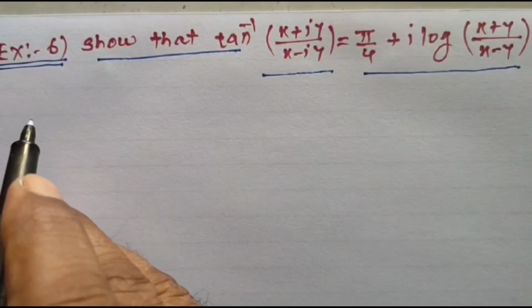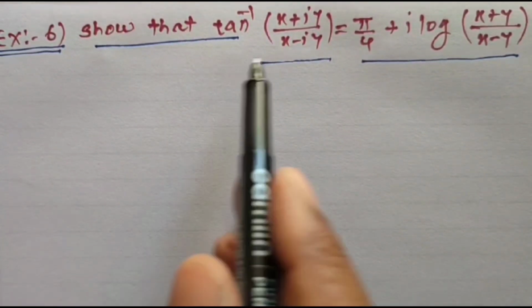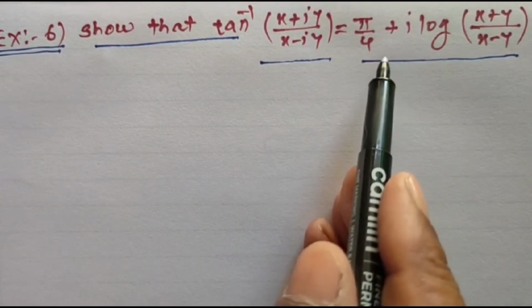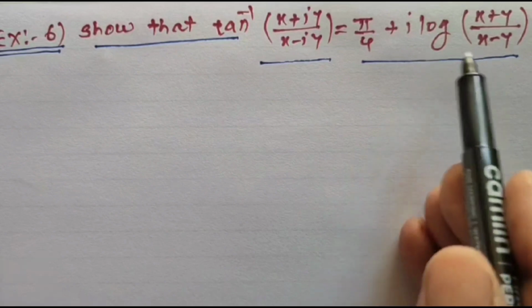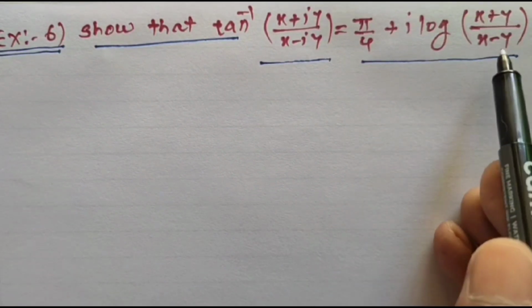Let us solve sum number 6. Show that tan inverse of (x plus iy) divided by (x minus iy) is equal to pi by 4 plus i into logarithm of (x plus y) divided by (x minus y).